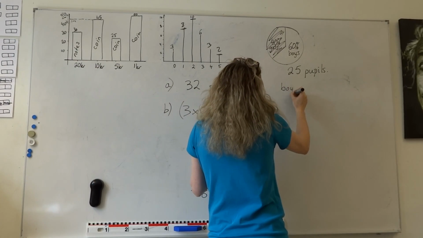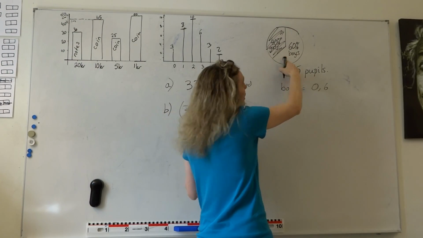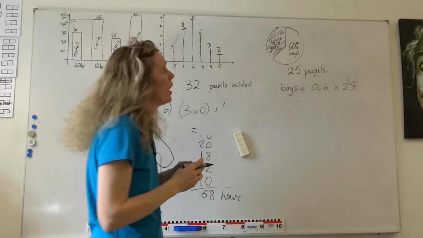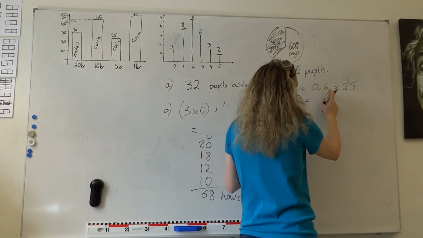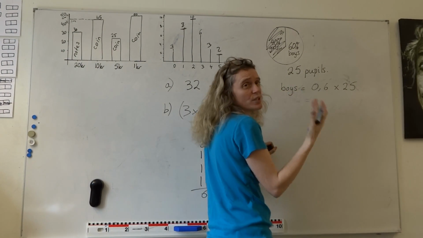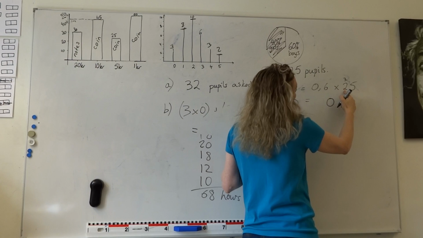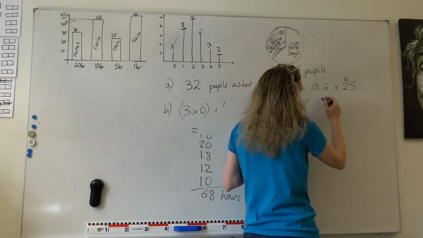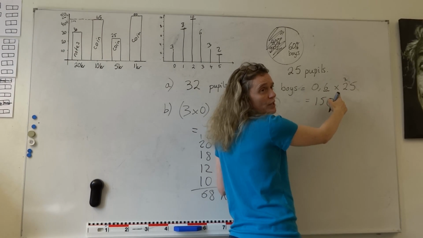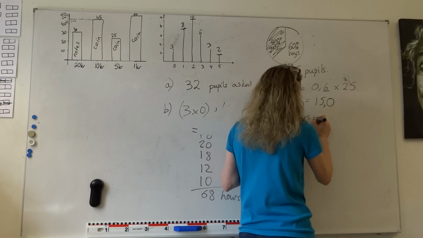Well, boys is 0.6, which is the same as 60% as a decimal. 0.6 of 25. So what is 6 times 25? Ignore the decimal point first and just do 6 times 25. 6 5s are 30, carry the 3. 6 2s are 12, plus 3 is 15. But we had a decimal point in the question, so we put a decimal point back in the answer, so we get 15. So the number of boys is 15.